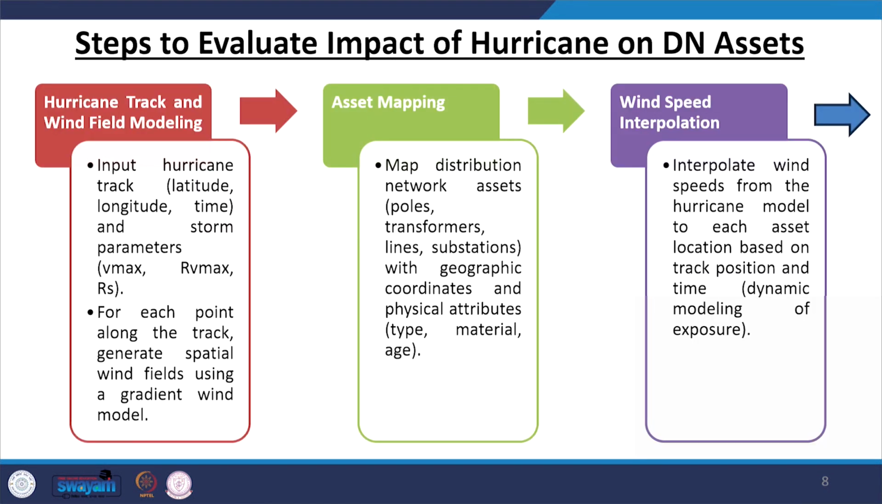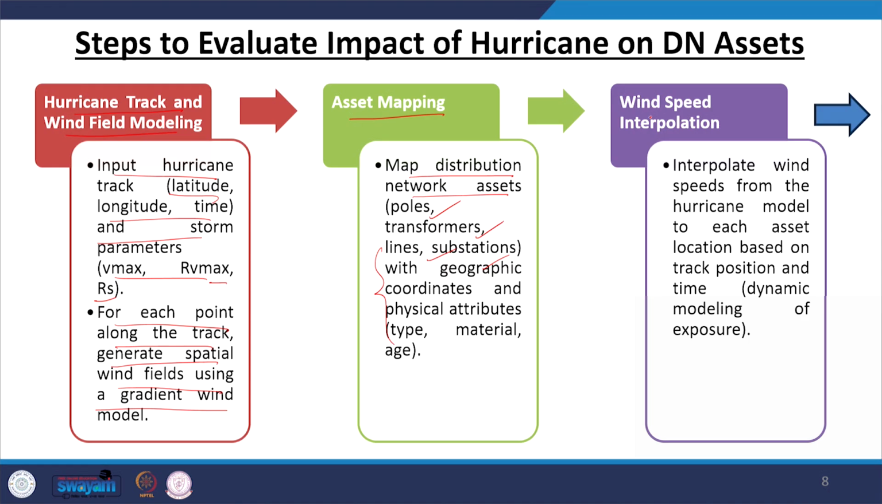So, steps to evaluate the impact of hurricanes on distribution network assets. First, get the hurricane tracks and wind field model. Okay. So, input is the hurricane track, latitude, longitude, time and the parameters V max and RV max and the radius of the hurricane. For each point along the track, generate the spatial wind field using the gradient wind model, what we just studied. Then do the asset mapping, that means map the distribution network assets like poles, transformers, lines, substations and all the assets with this hurricane track. Like with the hurricane track or hurricane speed, see which assets are coming to that track.